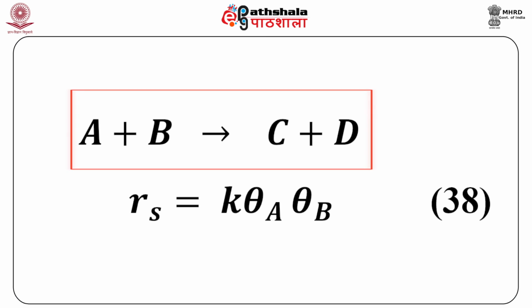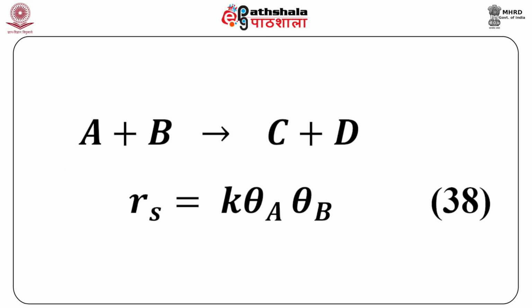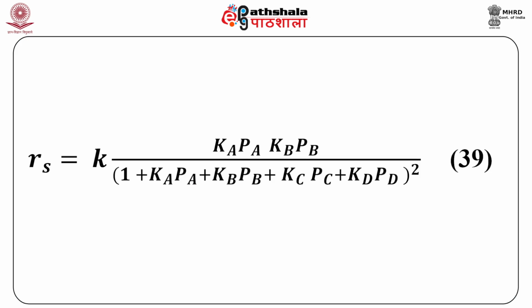If the elementary reaction on the catalyst surface is bimolecular in nature, that is A plus B gives C plus D, and both the reactants are adsorbed on the catalyst surface, then the rate law is given by equation 38 as Rs equals K into theta A into theta B. Again, using the Langmuir adsorption equation for non-dissociatively adsorbed species, we get Rs as given by equation 39.